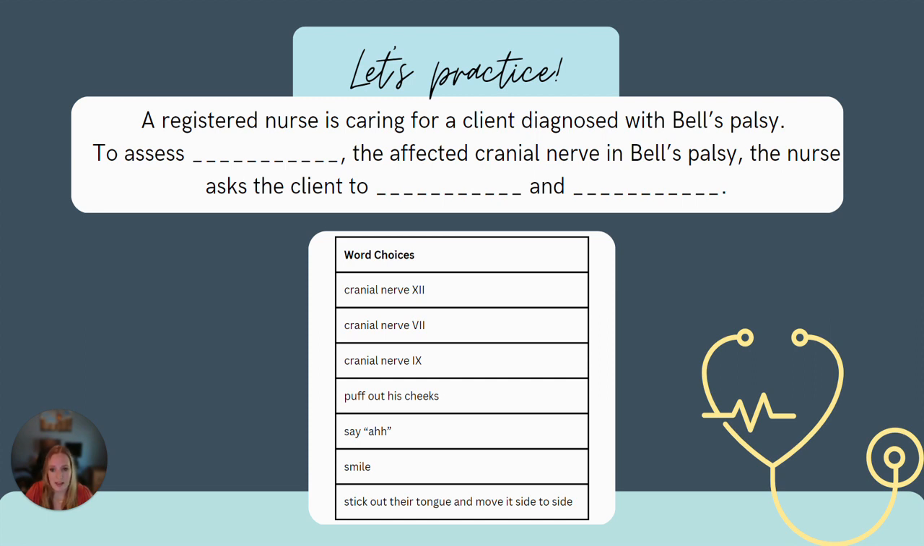To assess blank, the affected cranial nerve in Bell's palsy, the nurse asks the client to blank and blank. Here are our options. Cranial nerve number 12, cranial nerve number 7, cranial nerve number 9, puff out his cheeks, say ah, smile, stick out their tongue, and move it side to side. Think this one through for a few seconds and I'll give you the answers. Go ahead and pause and then press play when you're ready.